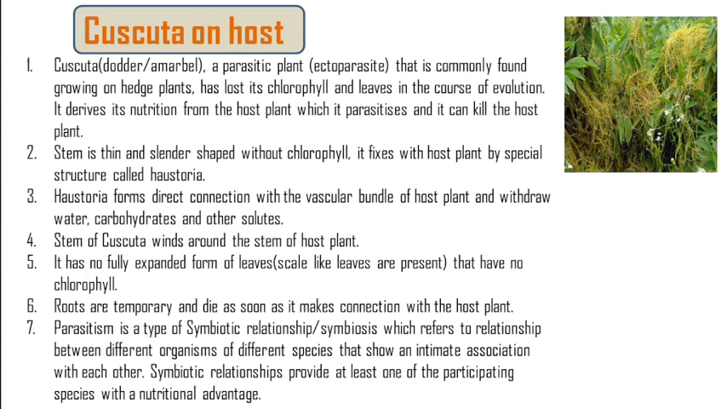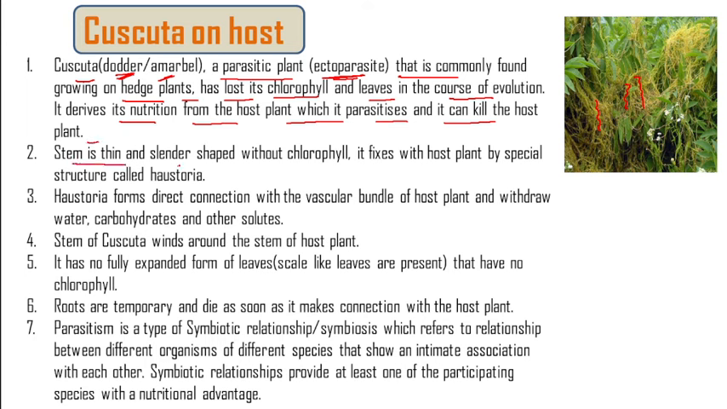Cuscuta on host: you have to identify this yellowish colored stem-like structure. They are Cuscuta, which are growing on the host plant. Cuscuta, also called dodder or amarbel, is a parasitic plant, an ectoparasite that is commonly found growing on hedge plants. It has lost its chlorophyll in the course of evolution. Why? Because it need not make its food on its own, because it derives its food from the host plant. It derives its nutrition from the host plant which it parasitizes, and it can kill the host plant.